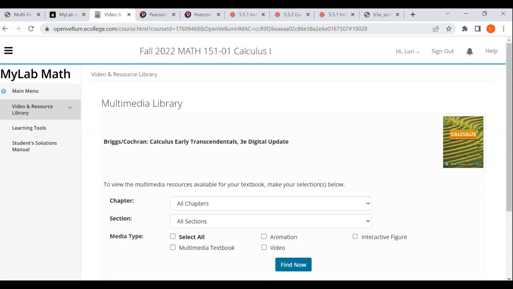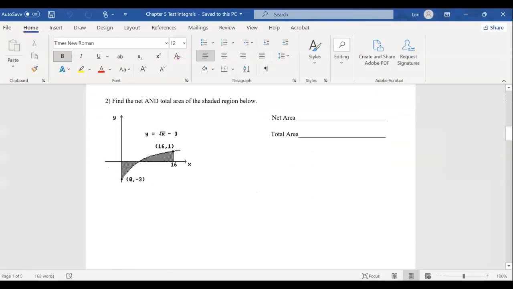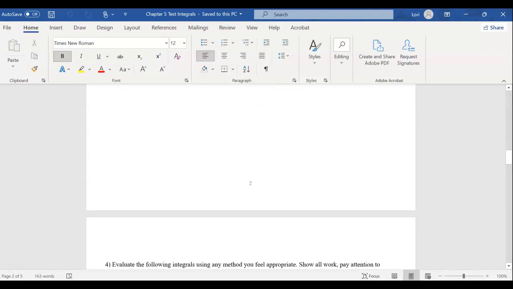So you have everything. Now I'm going to pop off here for a second because I'm going to look at my test, which I can't do. And you wouldn't look right there. Riemann sums. Huh?